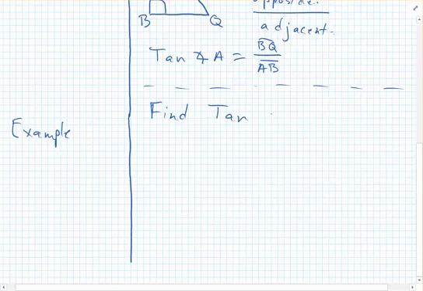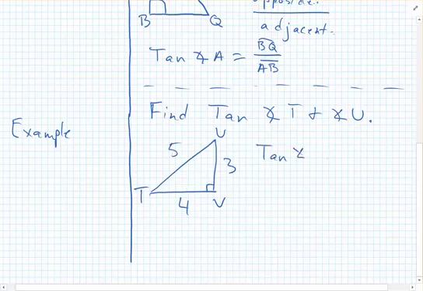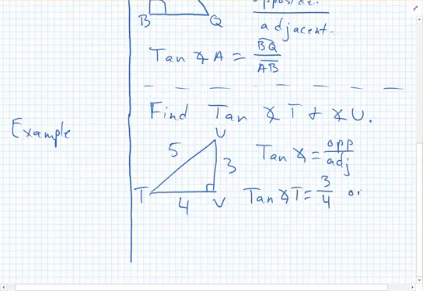Find the tangent of angles T and U. And so if we've got a triangle, and we'll call it TUV, and it's a right triangle, and this has side lengths of 3, 4, and 5. Well, we know that tangent of some angle is the opposite over the adjacent. So let's start with T. So we know the tangent of angle T is going to be the opposite over the adjacent, so 3 over 4. Or we can reduce this to a decimal, and it can be 0.75.